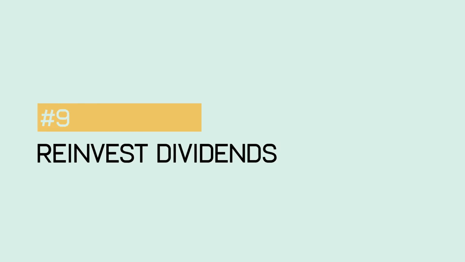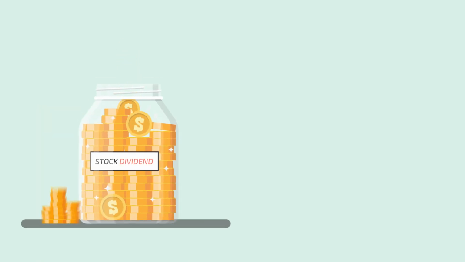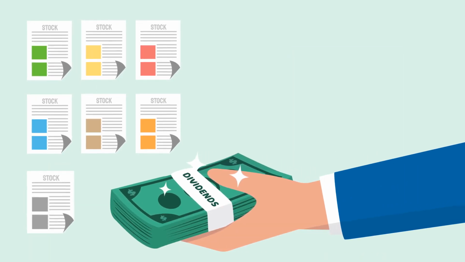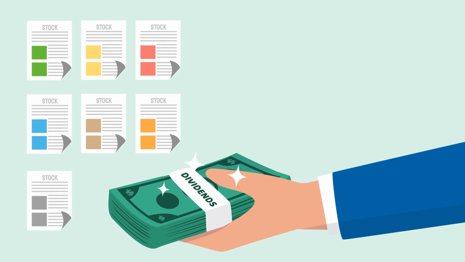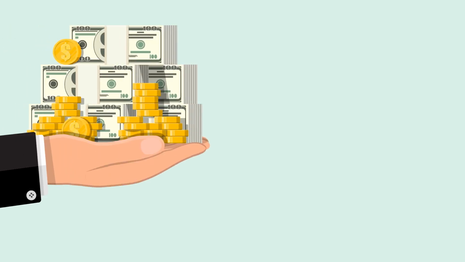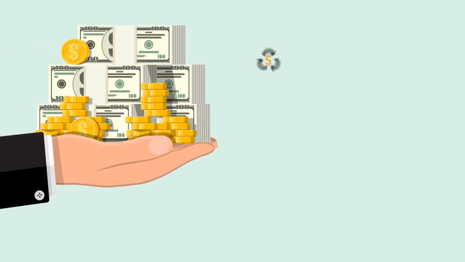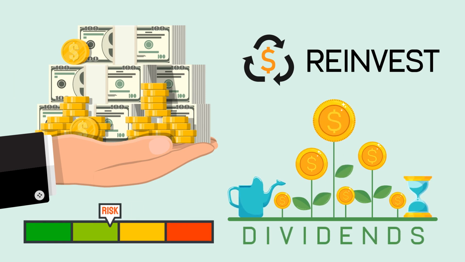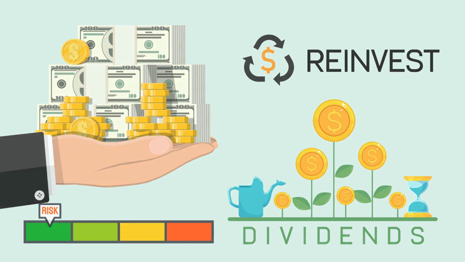9. Reinvest dividends. A dividend is a reward, usually cash, that a company or fund gives to its shareholders on a per-share basis. When a stock or fund you own pays dividends, you can pocket the cash and use it as you would any other income. Or you can reinvest the dividends to buy more shares. Though having a little extra cash on hand may be appealing, reinvesting your dividends can really pay off in the long run. It's also a great way to reduce risk with your investment portfolio.